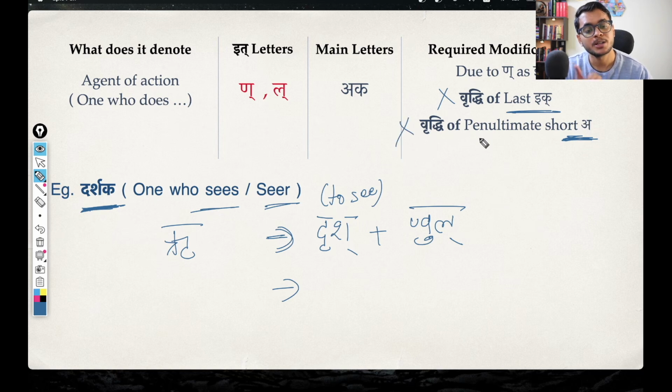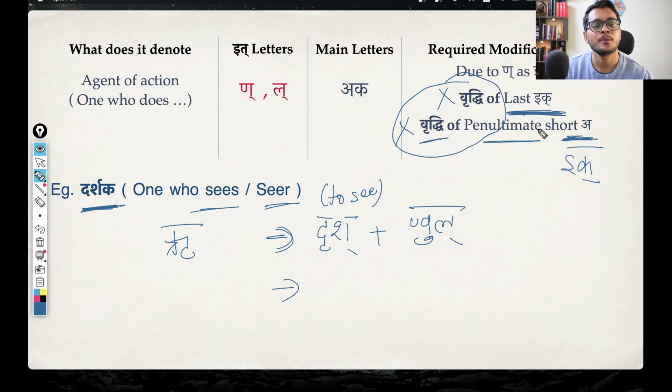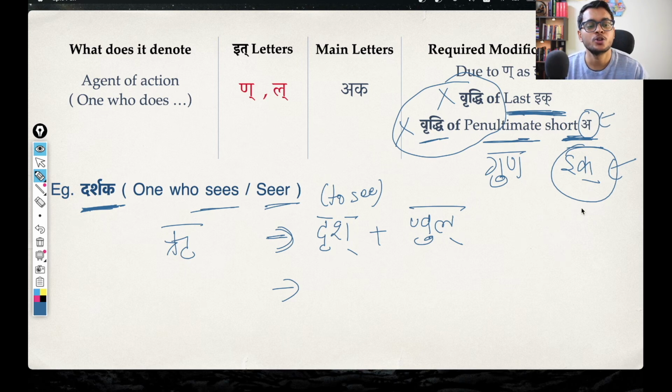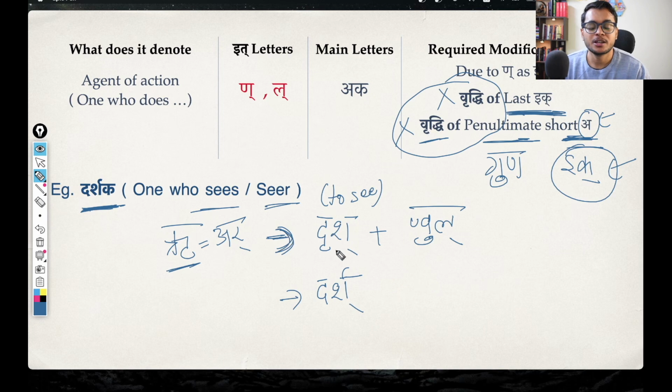And then there is a point I mentioned in the last video that whenever this vriddhi cannot happen, then the guna may happen. Unlike vriddhi, which happens to the penultimate short a, the guna happens to the penultimate short ik, basically all the simple vowels except a and aa. In our drish dhatu here, you have this ri, and ri belongs to ik. It is also hrasva in nature, so the guna will happen. And the guna of ri is ar. That is why this drish dhatu changes into darsh. Because the guna of ri happens, ri changes into ar, drish becomes darsh.